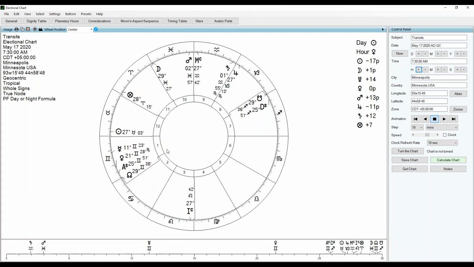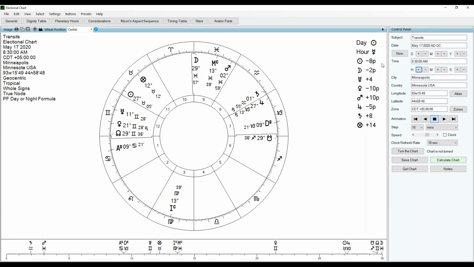Then we advance one more time. Actually, let's go 2 more times to 8:30 a.m. and the midheaven at 13 Pisces, the ascendant at 9 Cancer. The distance between them now is about 116. Now, I want to jump ahead till 6:30 p.m. because the distance between them does not change a whole lot throughout these early parts of the day. So let's go to 6:30 p.m. and see what happens.